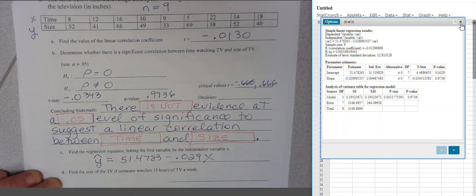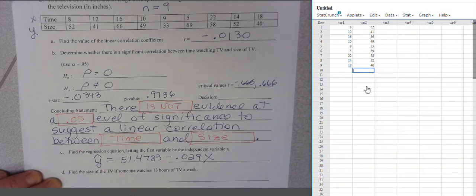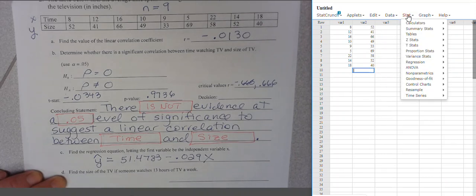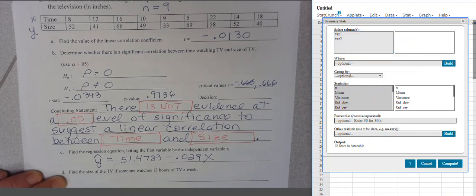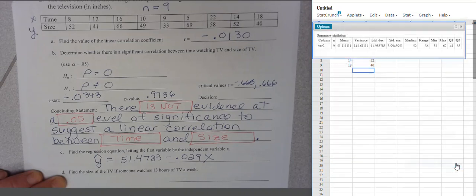So StatCrunch will do that for us. Here are the Y values. These are the TV sizes. To find the size of a TV of someone who watches 13 hours a week, all we're going to do is just find the mean of these values. So we're not really even taking into account the 13 hours. We're just simply finding the mean of these Y values. So that's Stat, Summary Stats, Columns. We want to tell it to look into var2 because var2 is the TV sizes, and hit Compute. Our mean is right here.